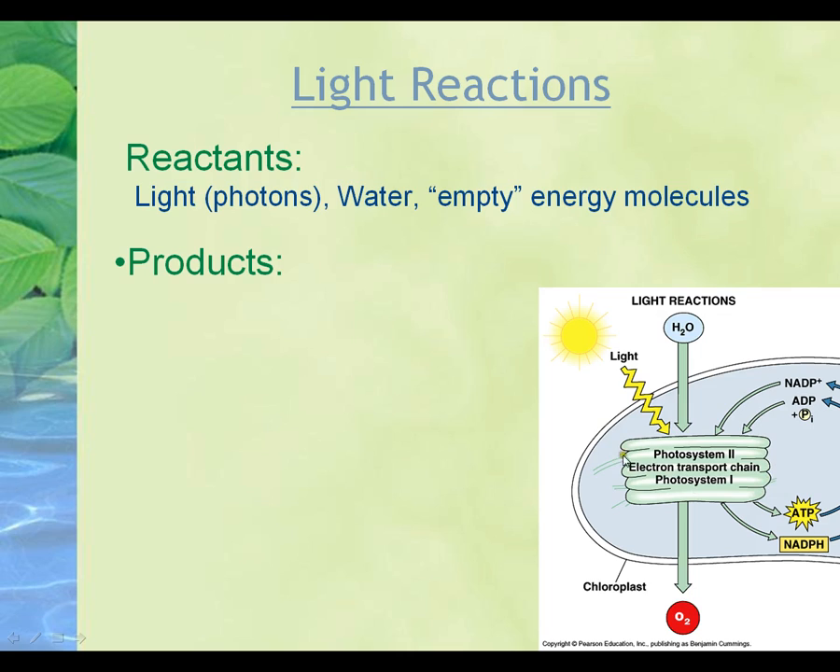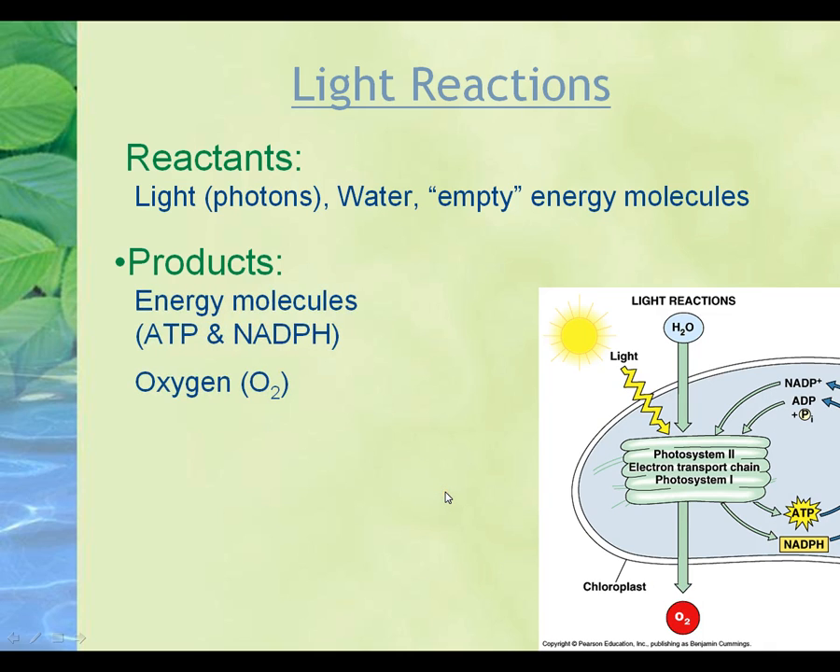converge here in the thylakoid, in the granum, and through the process of photosystem 2, the electron transport chain, and photosystem 1, through all three of those processes, the energy molecules are complete, or the energy molecules are filled up, if you want to think of it that way. So in the end, combining the light energy, the water, and these empty energy molecules, we get full energy molecules, and we get oxygen as a waste product, which is great for us, right?